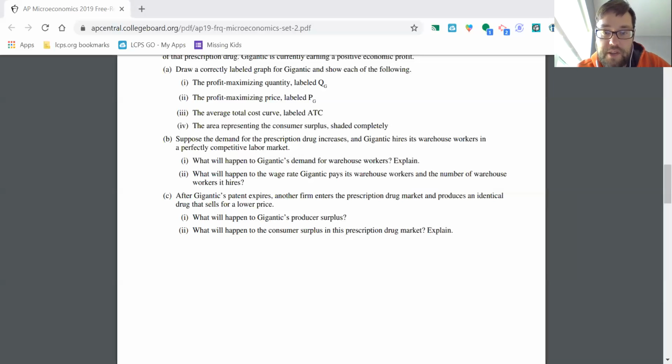And interestingly, they don't ask for an explanation here. But part two, they do ask for an explanation, right? Explain. So you get a little bit more information. We can intuitively see what's going on there. But now they want to ask about what's going on with the consumer surplus, and then they want us to explain. So we can see that as producer surplus is shrinking, consumer surplus is increasing due to this new company entering the market and increased competition.